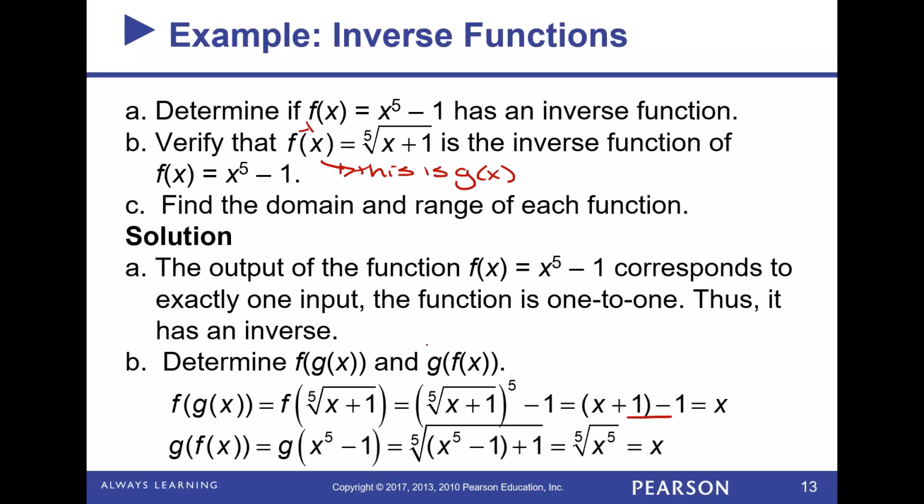And then when I go the other direction, plugging in the x to the 5th minus 1 inside that 5th root, that means the plus 1 and minus 1 are going to cancel out, leaving me with x to the 5th. And I'm taking the 5th root of it. So the 5th root cancels out the power 5, which again leaves me with that beautiful power 1. So yeah, it does actually work out really nicely.